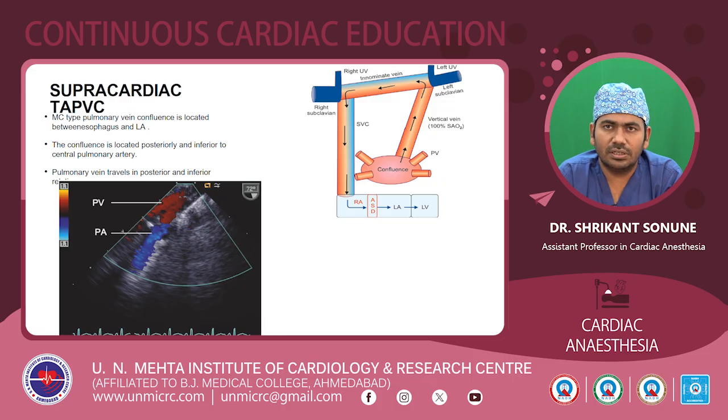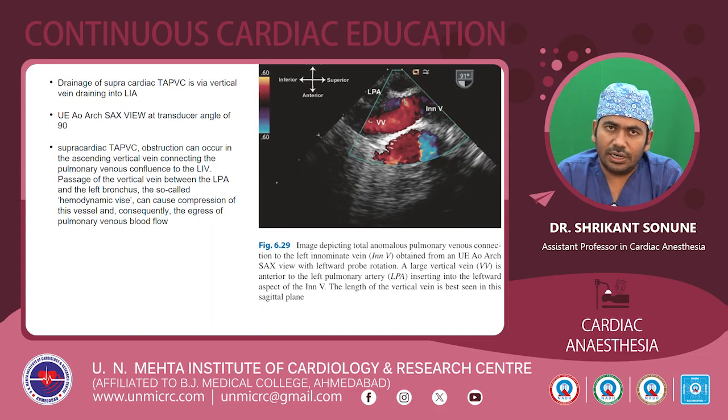In this we can see the pulmonary veins join together and form the venous confluence, which ultimately drains via the ascending vertical vein to the innominate vein, and it drains further into the SVC and then into the right atrium. Based on the size of the atrial septal defect, it drains blood into the left atrium and forms the cardiac output.